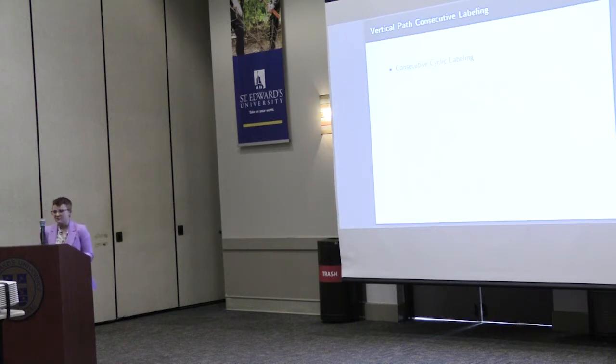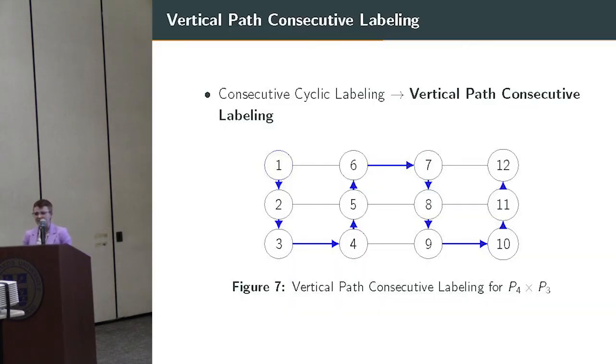And so moving on from that, we wanted to look at giving labelings to grid graphs. We only looked at grid graphs with 3 rows. One of the first things that we noticed is you can't really give it a consecutive cyclic labeling like you can with the ladder graph. So we had to come up with new patterns to label these graphs with. The first thing that we looked into was a vertical path consecutive labeling. And here's an example of what that looks like.